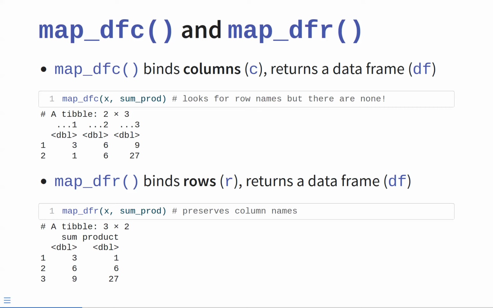So with all that throat clearing out of the way, what map_dfc does is it very conveniently binds the columns of a list and returns a data frame.